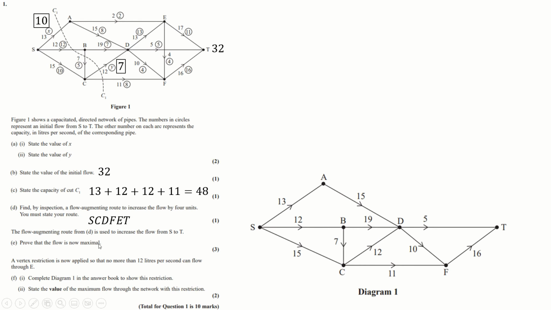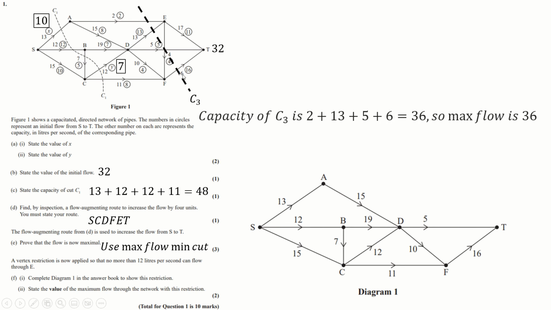Now, this is all about using the max flow min cut idea. So we need to find a cut in here that adds to make 32 plus 4 to make 36. It's not that hard to find. It's just this plus this plus this. Not plus this, because this is going the wrong way. Just plus that. So 2 plus 13 plus 5 plus this 6. Ignore the 4, because it's going the wrong way in the cut.